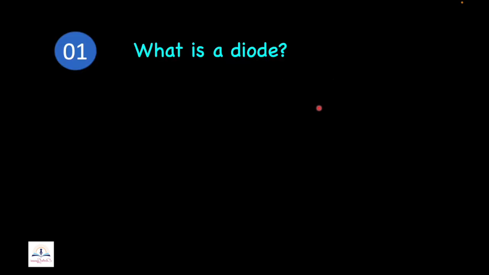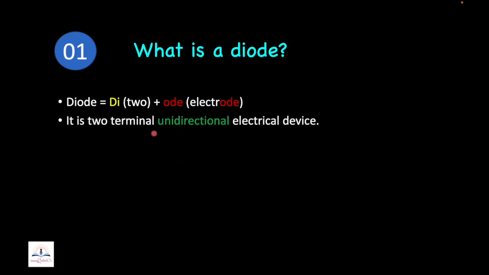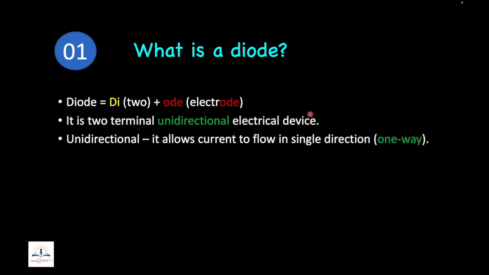So first question is, what is a diode? Diode, here di means two and ode is taken from electrode word. That means diode is a two-terminal unidirectional electrical device. Unidirectional are those devices which allow current to flow in single direction only.